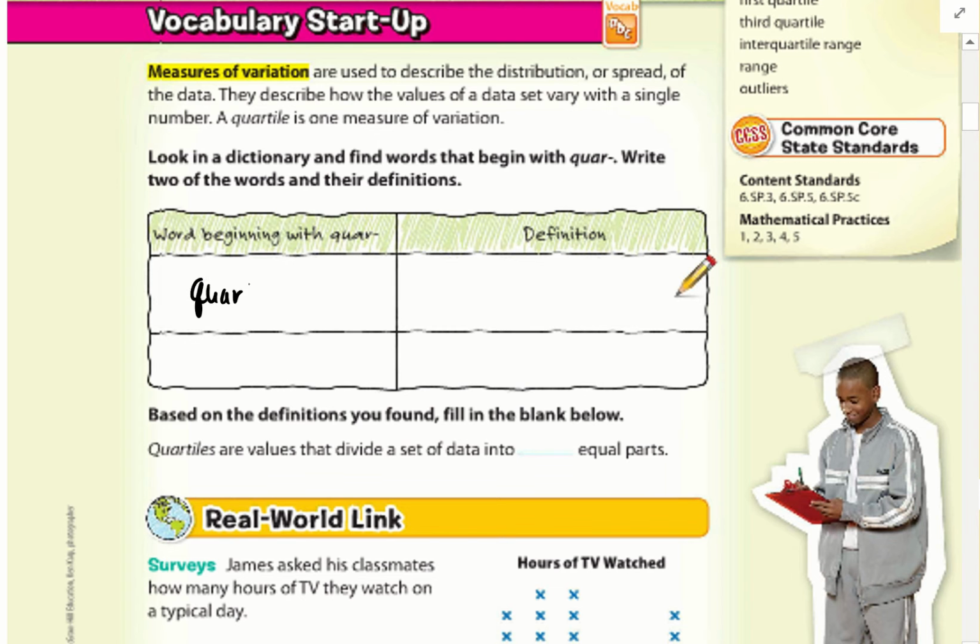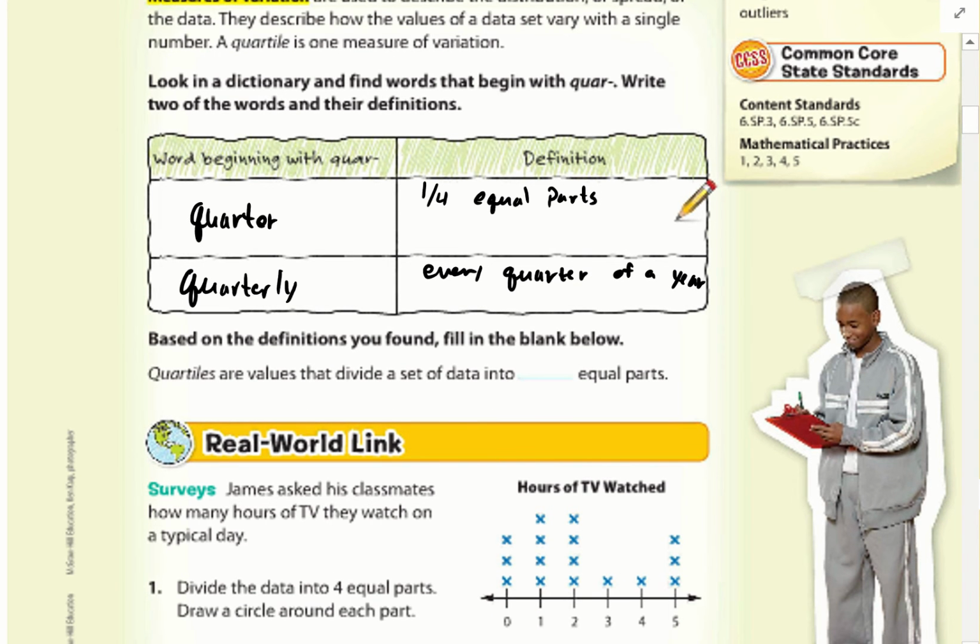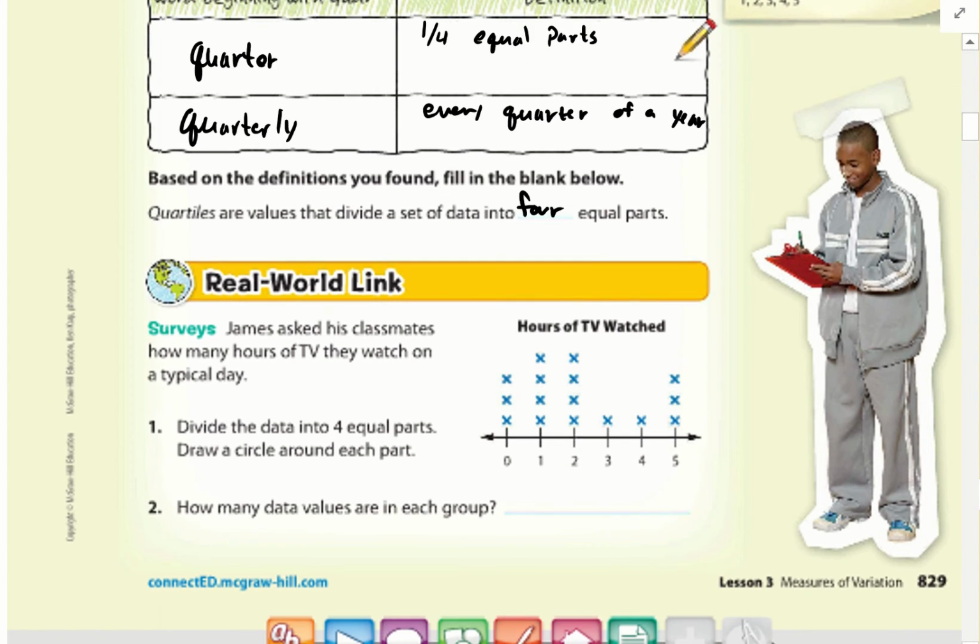So I know one is a quarter. So it's 1 of 4 equal parts. Quarterly is every quarter of a year. So quartiles are data set into 4 equal parts. That's the main thing, is we have to think about 4 equal parts.